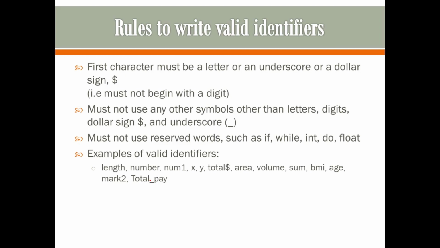Another rule to write a valid identifier: the identifier cannot have a blank space. You see, Total P with a space is not allowed. You can write another way, TotalP, or Total_P. Don't have a blank space. Just join them together.